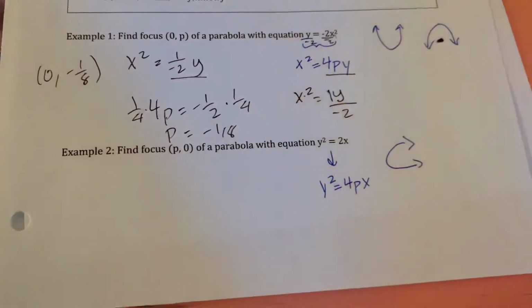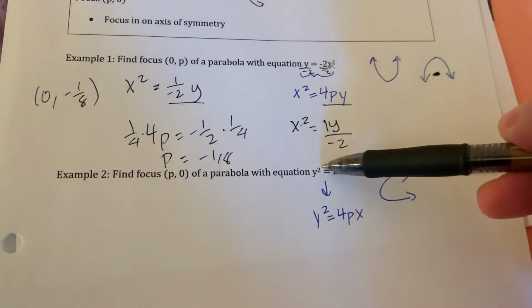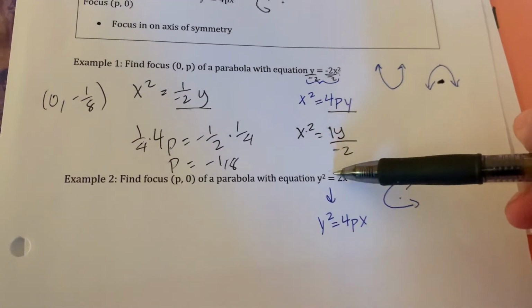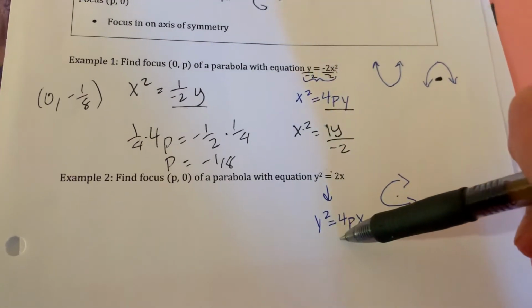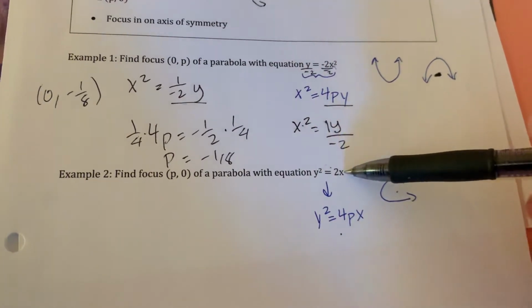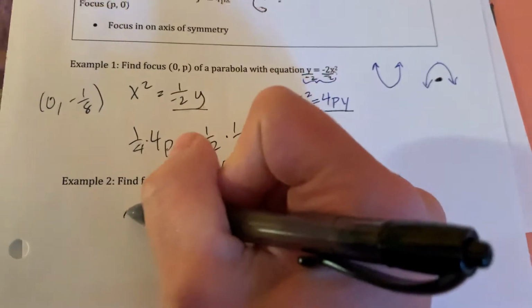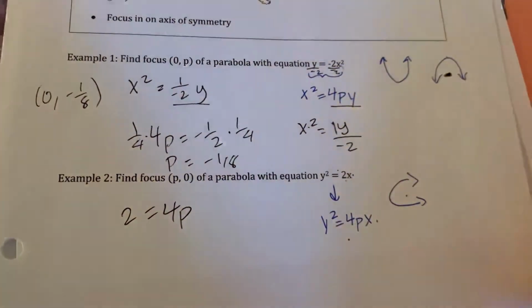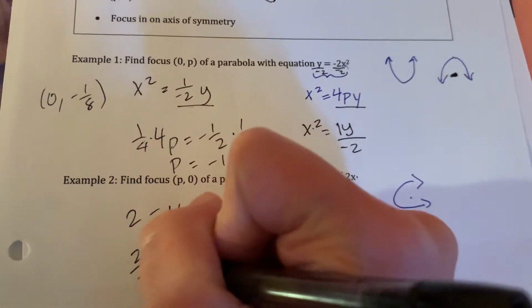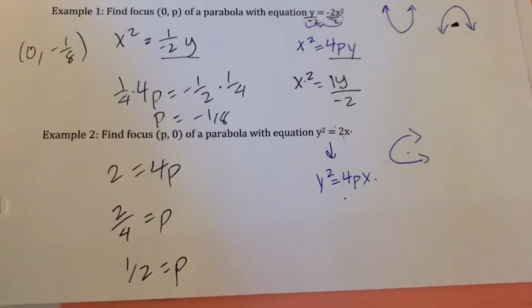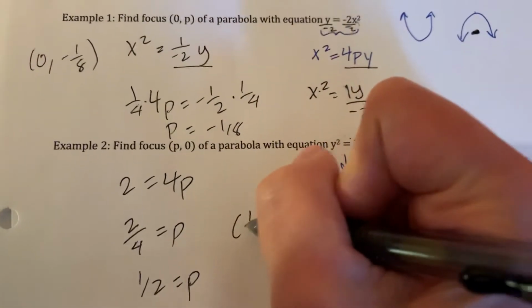Okay, they want you to be able to find the focus of an equation where it's y equals. We know what that looks like. So we're going to use this equation. This is the formula. So if this was your equation and this is the formula, then 2 represents 4p. Divide both sides by 4, and p equals 1/2. So that one was simple. We didn't have to do any rearranging.